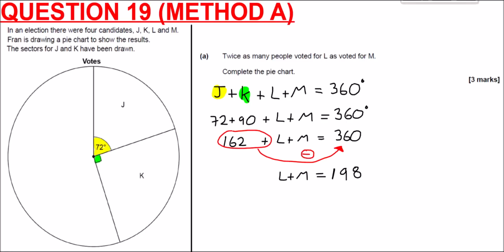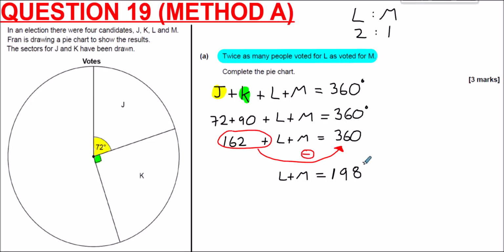You might be wondering why I've got method A written at the top. It's because I'm going to show you a different method for part A in a second. But importantly, L and M combined is 198 degrees. But now we can have a look at where it says twice as many people voted for L as voted for M. And so what we can do here is do this as a ratio. So the size of L compared to the size of M will be 2 to 1.